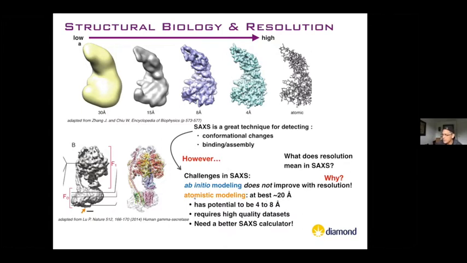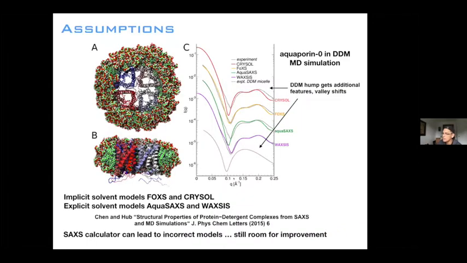And I think the thing is with the atomistic model, it has the potential to be 4 to 8 angstrom resolution. It's going to require very high quality data sets out to the high Q, but you fundamentally need a better SAXS calculator.